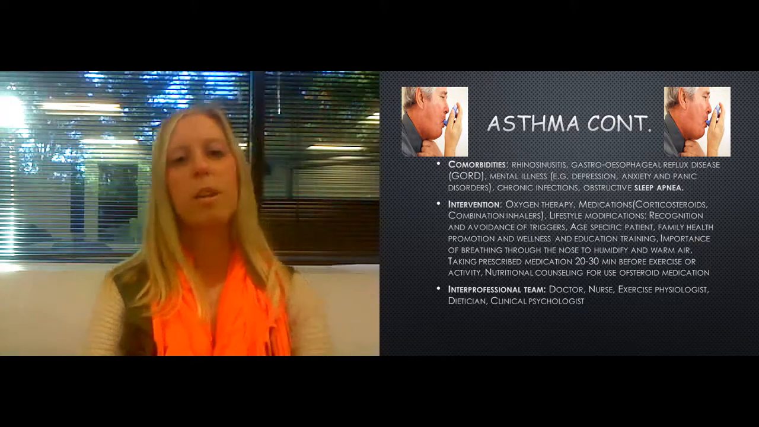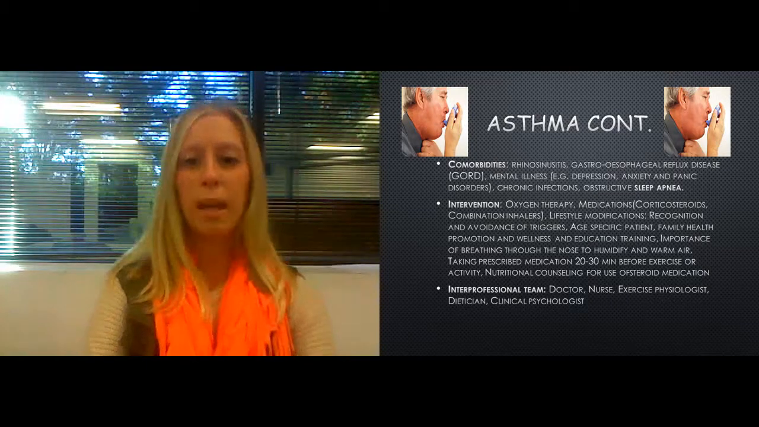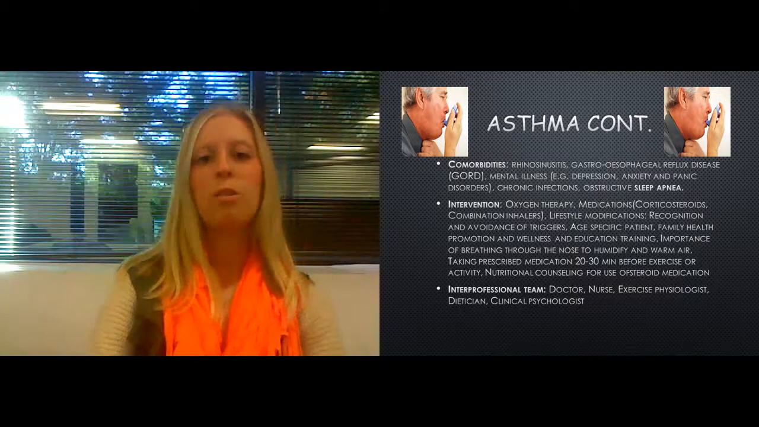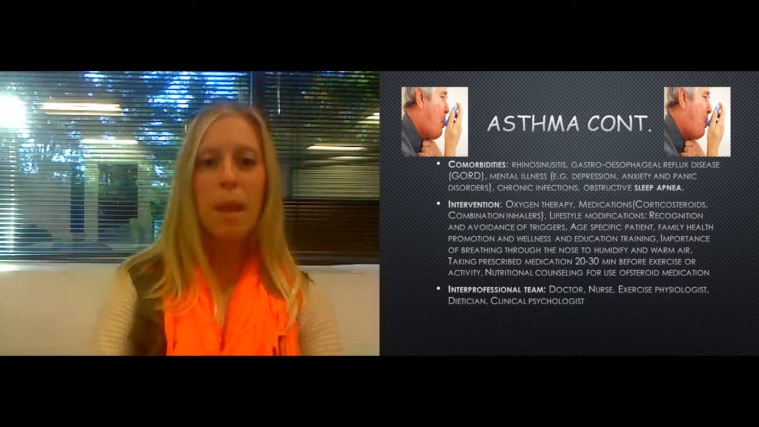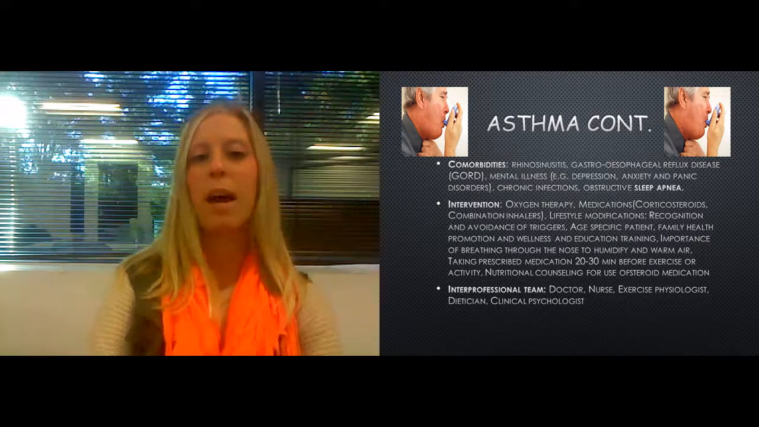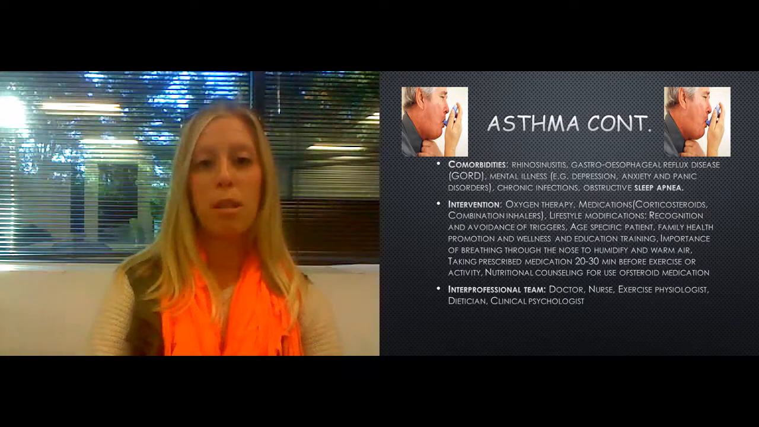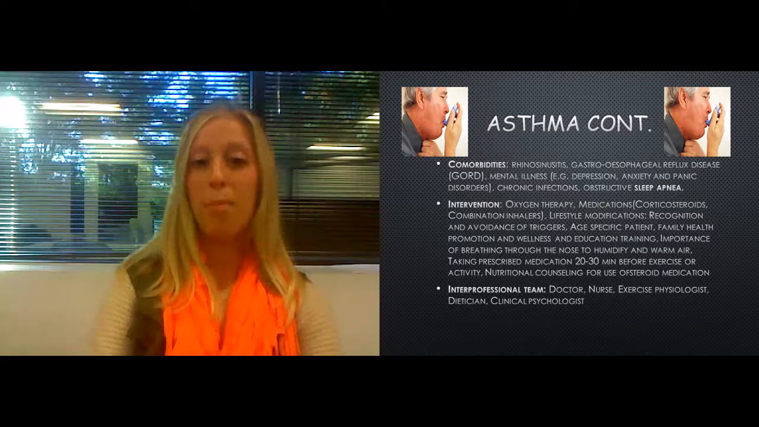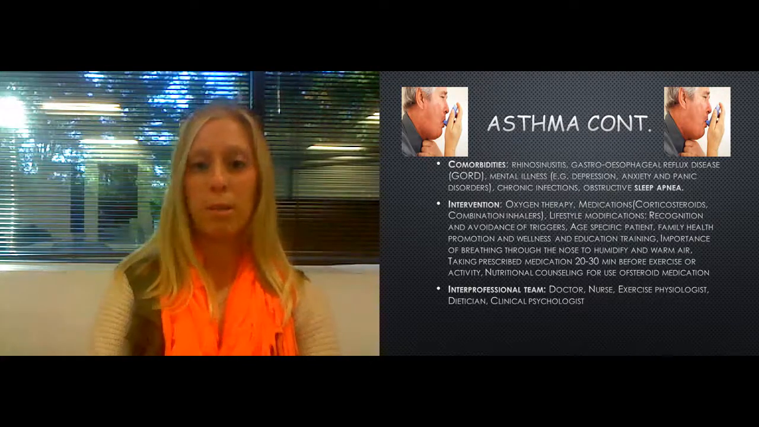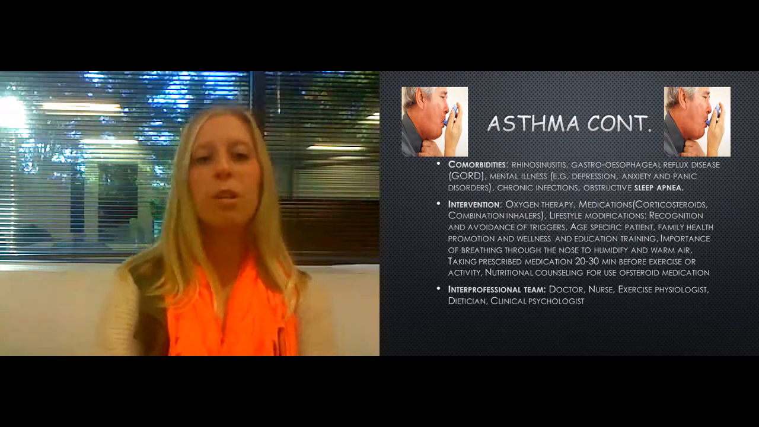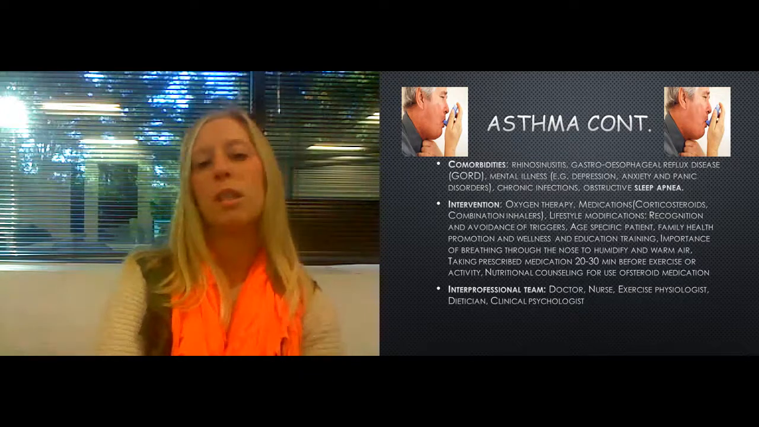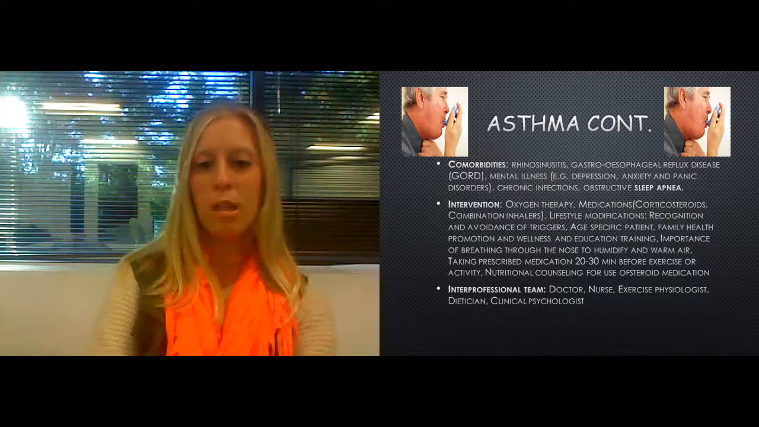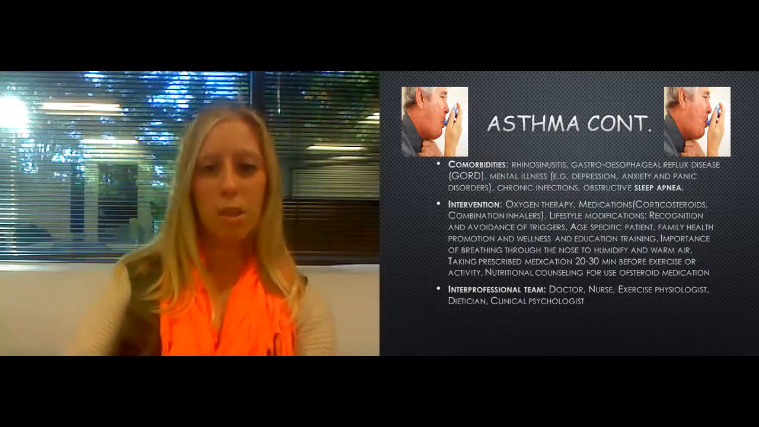Some interventions are oxygen therapy, and they also use medications such as corticosteroids and combination inhalers. They also want you to do lifestyle modifications such as recognizing and avoiding the triggers that will affect your asthma, and having education, training, and stuff like that. And it is important to breathe through your nose and to humidify the air, and to take prescribed medication 20 to 30 minutes before you know you're going to exercise or do some sort of activity, and nutritional counseling for the use of corticosteroid medication. And then interprofessional teams are your doctor, your nurse, exercise physiologist, dietitians, and clinical psychologists.